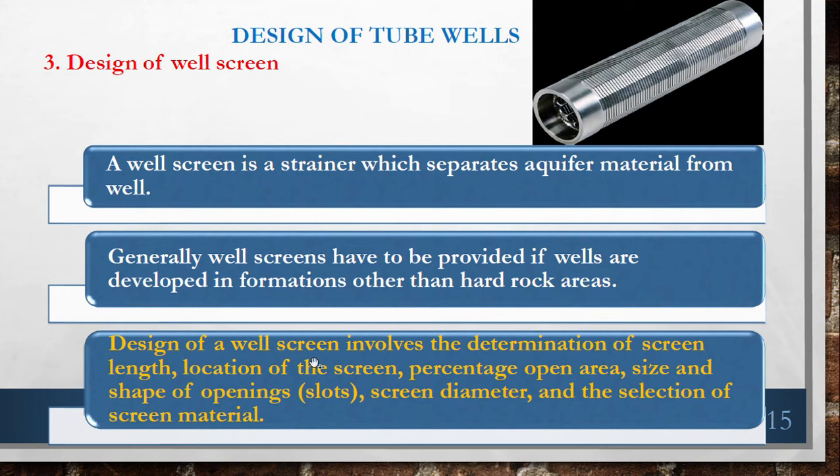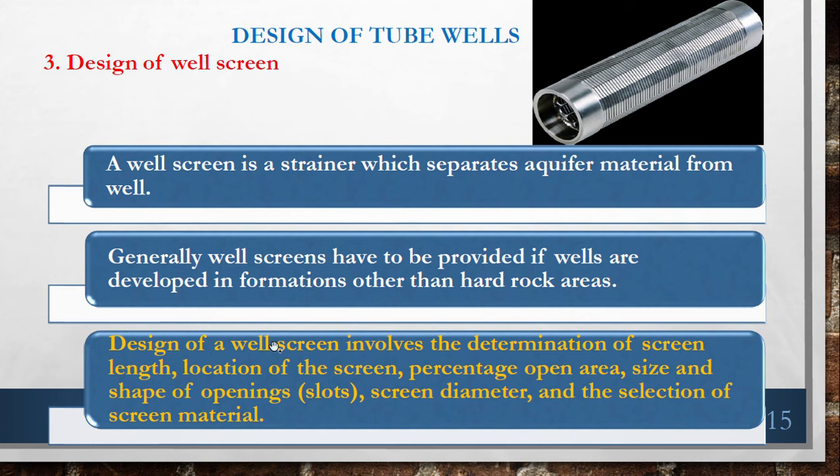The design of this well screen consists of many steps. That is screen length. We have to choose a screen length. Length of the screen means this one. So this is a well screen, and this is the length of the screen. We are placing the screen vertically, so we can say that it is actually the height. Anyway, we are specifying it as the length of the screen.